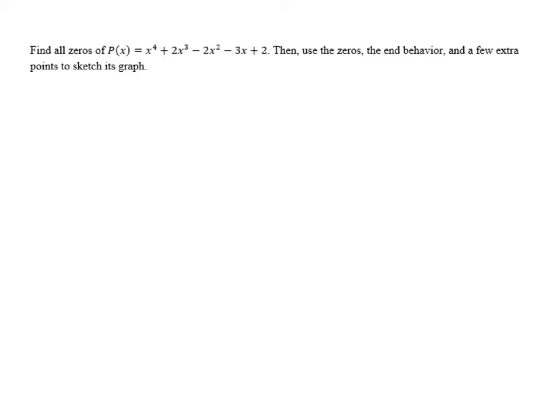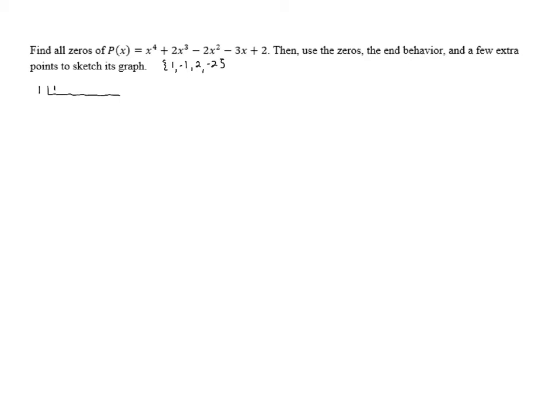So we're going to start looking for zeros using synthetic division, and we know that the rational zeros have to be a factor of 2 because the leading coefficient is 1. So the possible rational zeros are going to be 1, -1, 2, and -2. So there are 4 different ones that we need to try. I'm going to start with 1.